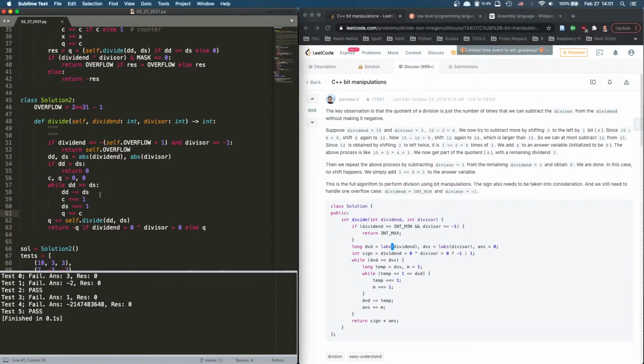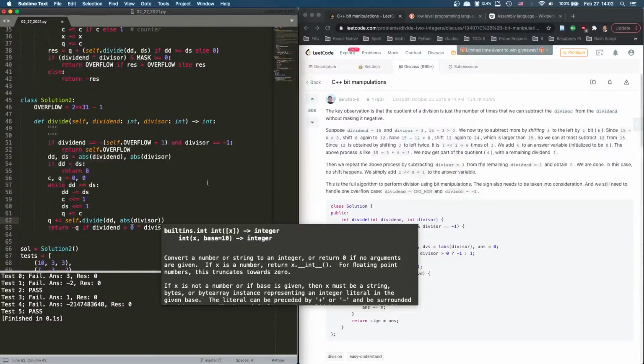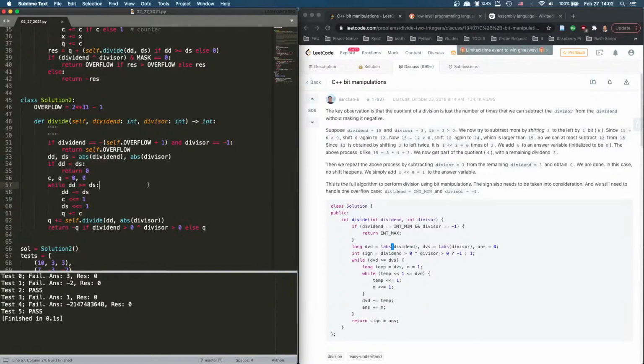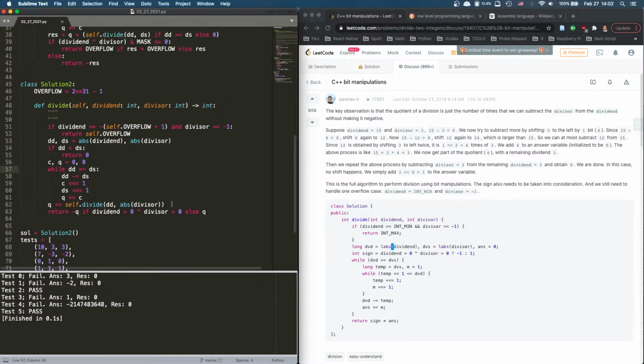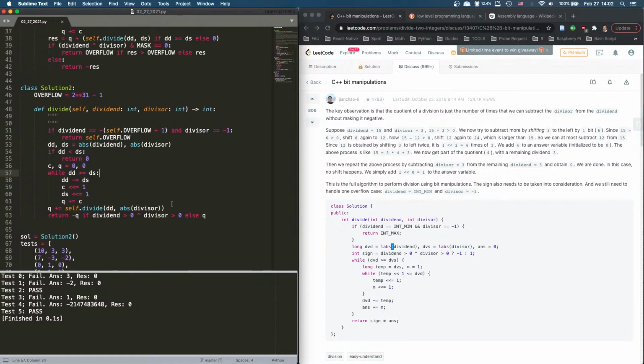What do we have? Oh, DS has changed. DS has changed, so we have to be divisor here. This has to be divisor. Nah, it's actually not divisor because this has changed. This has to be ABS divisor. Cannot be divisor itself. Well, is it possible we do it without using recursion? I mean, I think if we do this, it's still not correct.